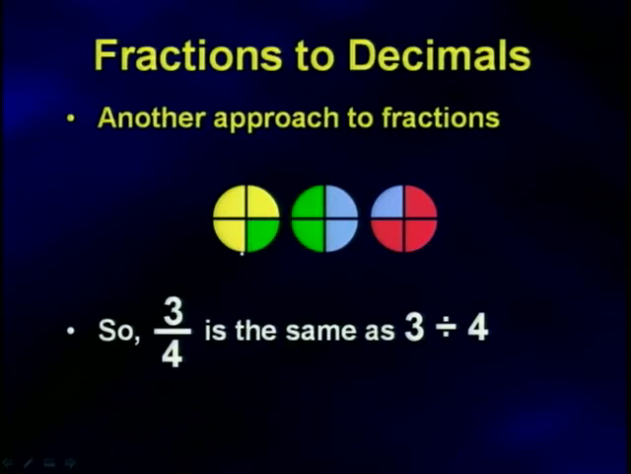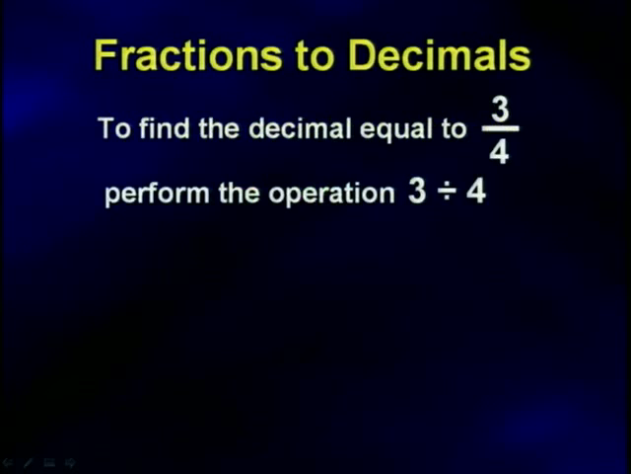So 3/4 is the same as 3 divided by 4. This is how we're going to change fractions to decimals. So to find the decimal equivalent to 3/4, we're going to perform the operation 3 divided by 4. So to do 3 divided by 4, we'll do it with long division. Of course, 4 doesn't go evenly into 3, but from what we learned in the previous lesson, we can add a decimal here and add as many zeros as we need until we don't get a remainder.